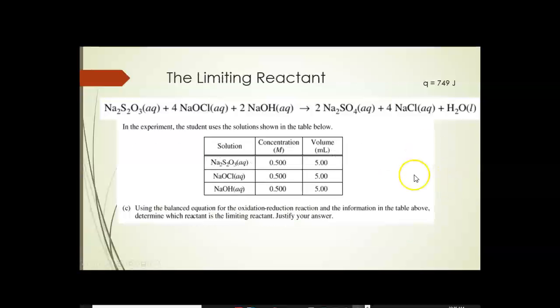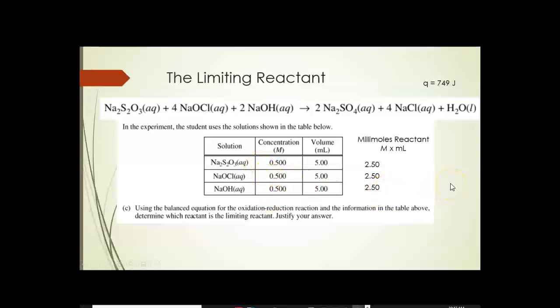Using the balanced equation, determine which reactant is limiting. Now we're going to a different situation. And we've gone ahead and put Q up here at 749 joules. All right. Millimoles of reactant, molarity times the volume. And here's the other reactant, and here is the product. I'm sorry, here's the other reactant. So there are 3 reactants. And you've got 2.50 millimoles of all of them.